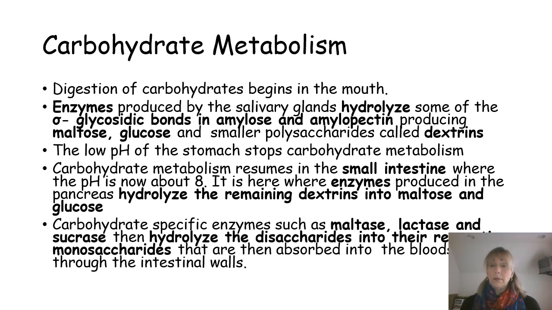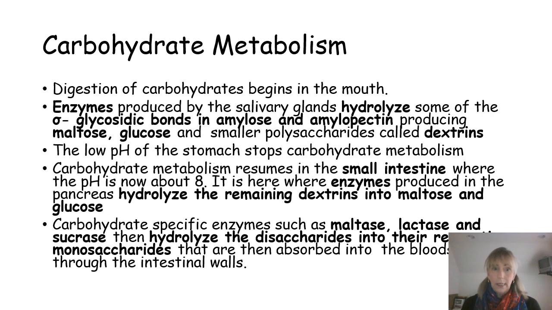Then come our carbohydrate-specific enzymes, such as maltase. Enzymes always end in -ase: maltase, lactase, sucrase. They come in and hydrolyze those disaccharides into their residue monosaccharides, and it's those that are absorbed into the bloodstream through the intestinal walls. So that's our written explanation of carbohydrate metabolism. We're going to close out this chapter with a good visual of what exactly happens.